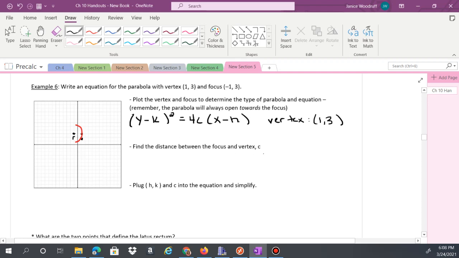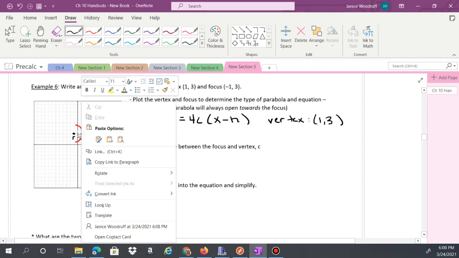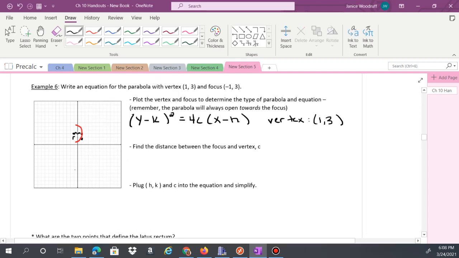Okay, and I'll get there. But the next thing I want to do is find c. I need to find the distance between the focus and the vertex, which means I'm going to count. 1, 2. c is 2. But you need to determine the sign. Did I go left or right? Which is what on the number line? Negative. So c is -2 because I'm going left.